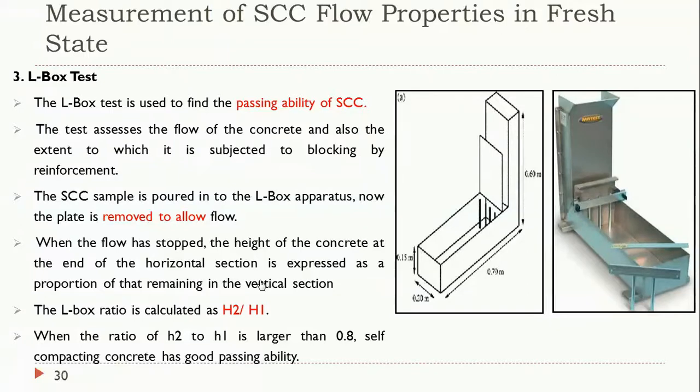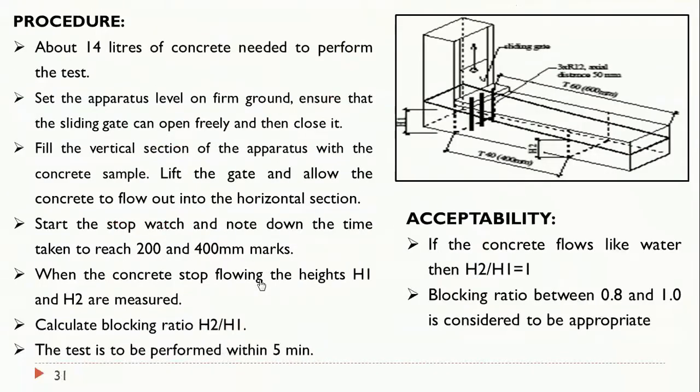So this ratio should be within the range. The range is 0.8. When the ratio of H2 to H1 is larger than 0.8, self compacting concrete has good passing ability. So the range is 0.8 to 1. When you take the ratio, it should be in the range of 0.8 to 1. Then we can say it has good passing ability.